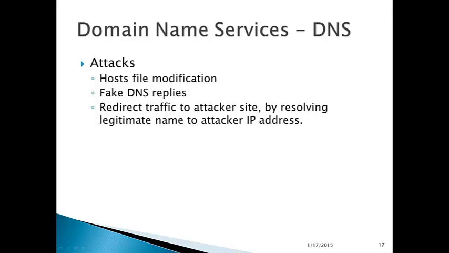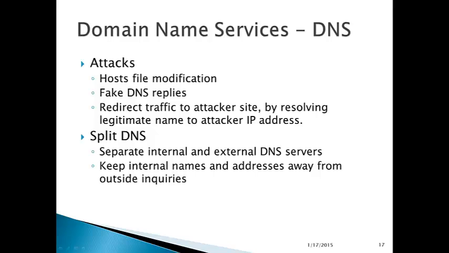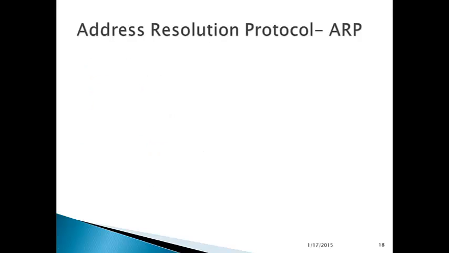And that's the last point. You can redirect traffic to an attacker site by resolving a legitimate name to an attacker IP address. The way to deal with some of these attacks is by split DNS. You want to separate your internal and external DNS servers and keep the internal names away from outside inquiries. So you have one DNS server for the inside of your network and another one that just handles externally accessible names, and the two never meet.